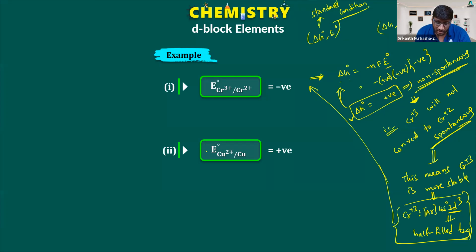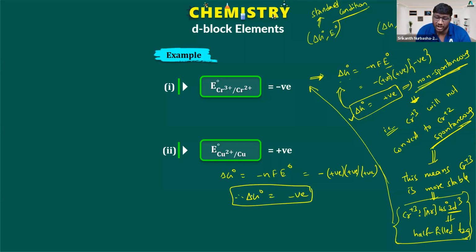You look at this, students. E naught of Cu+2 to Cu is positive. What do you mean by this? Delta G naught is equal to minus nFE naught. E naught is positive, so minus of positive times positive times positive, therefore delta G naught is negative. The standard change in Gibbs free energy is negative. So what happens to this? This means the reaction is spontaneous.